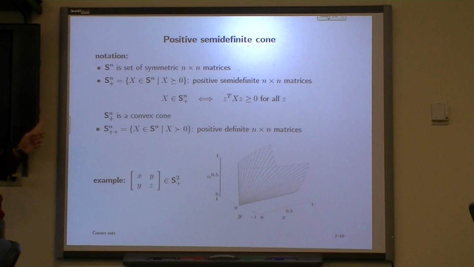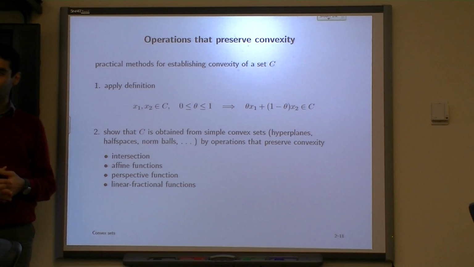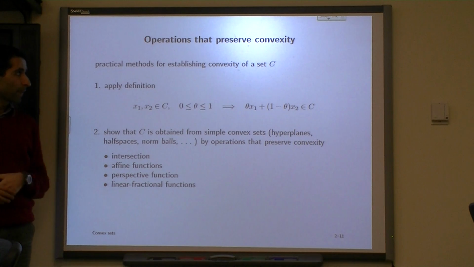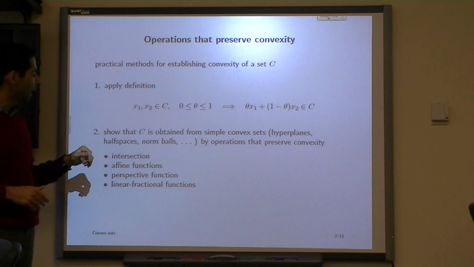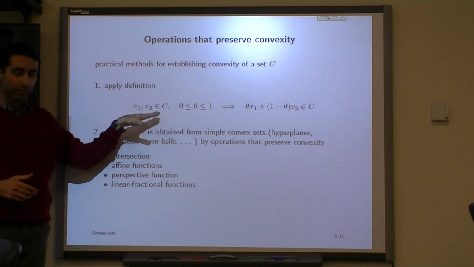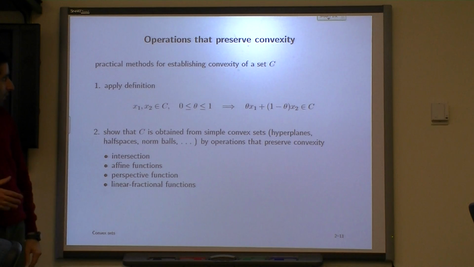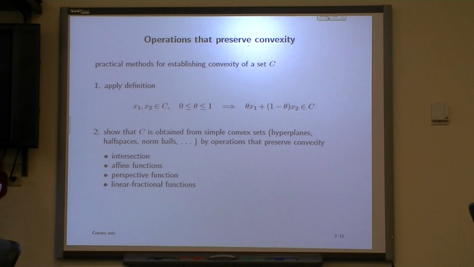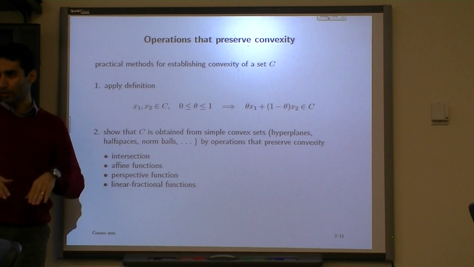Then we define the positive semi-definite cone, and after that we went to the operations that preserve the convexity. For the operations that preserve the convexity, we use three methods. First one, we can apply the definition of that. Second one, we have some operations that can preserve the convexity, and the third one that we talked about was the MATLAB function that we can start to pick some points and see if the line between these points are in the set or not.